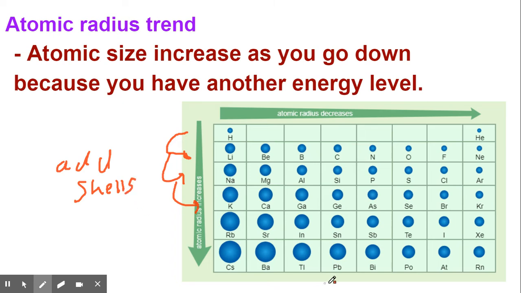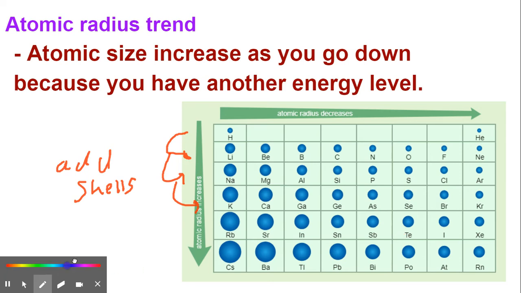However, when we go to the right, most people think that because we're adding more and more protons, we're going to get bigger. But that's not the case. Look, as we go to the right, things get smaller. That's actually not very intuitive, and it almost doesn't make sense, right?